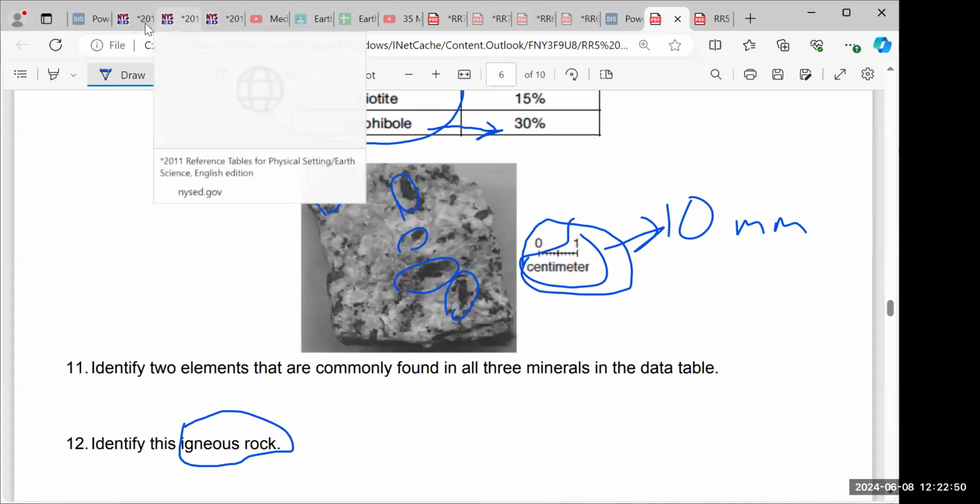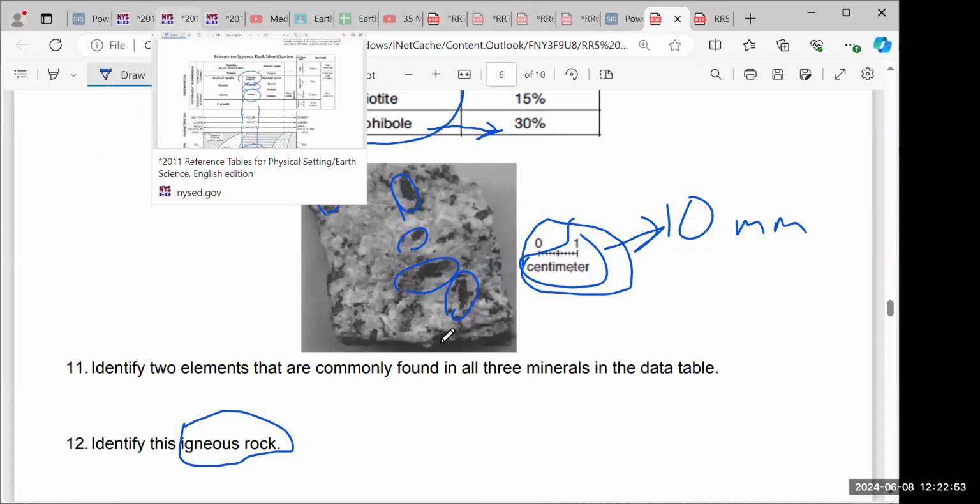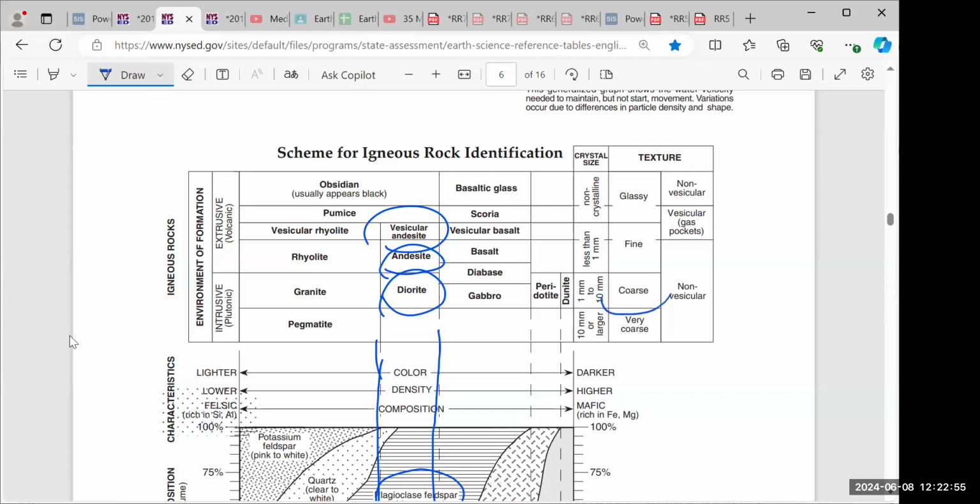So when I go to page 6 of the reference tables, large crystals means they have a coarse texture. That's why the correct answer is going to be diorite, because it has large crystals. Coarse texture means large crystals. You look at the crystal size, 1 millimeter to 10 millimeters. 10 millimeters is equal to 1 centimeter, and 1 millimeter is equal to 0.1 centimeter. We saw crystals that fit in that size. That's why the correct answer is diorite.